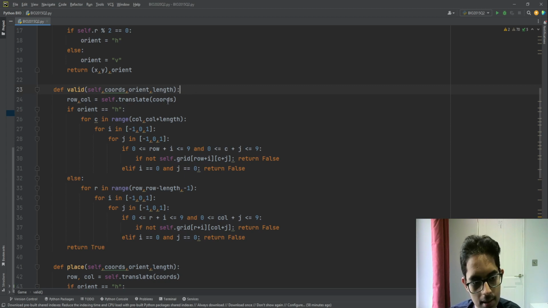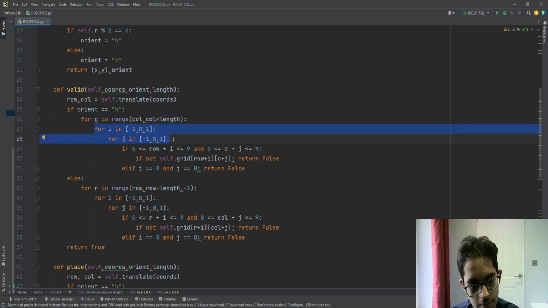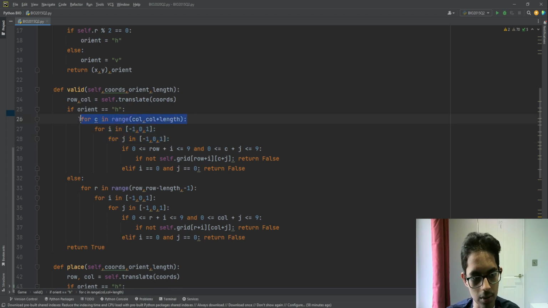And now the way we decide this is, if the orientation is horizontal, then for c in range, col plus length, this iterates through every column value. And then for i in range -1 to 1 and j in range -1 to 1. So what this does is this checks the 9 squares surrounding a particular square, and then this repeats this for all column values.